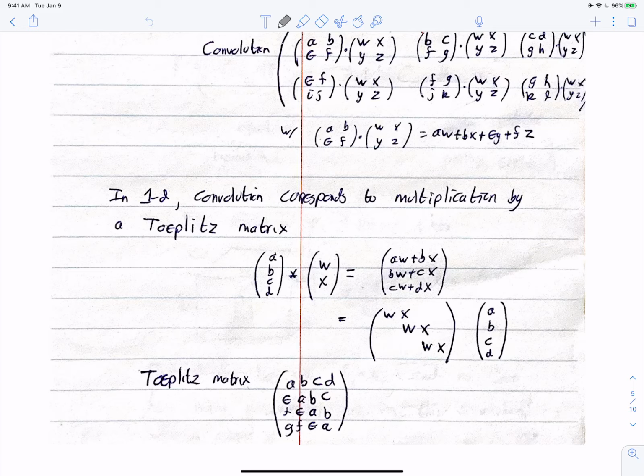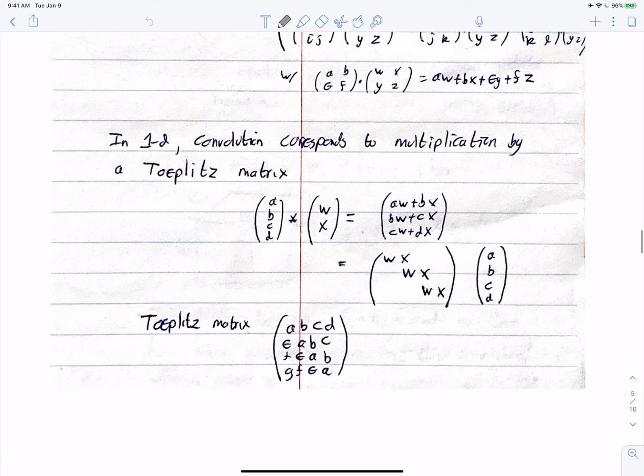And so here, the filter acts as a Toeplitz matrix, where a Toeplitz matrix is one where all of the diagonals have constant value. So there are nice properties of convolutions. For example, they're all diagonalizable by Fourier modes, at least in the circulant case.